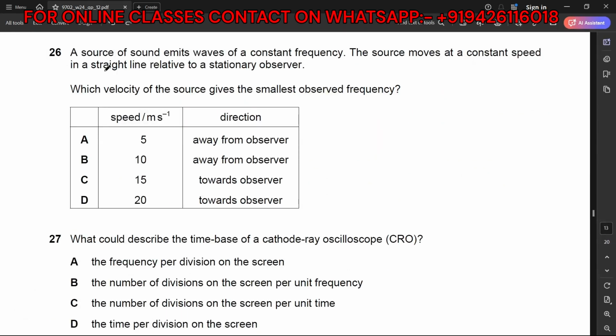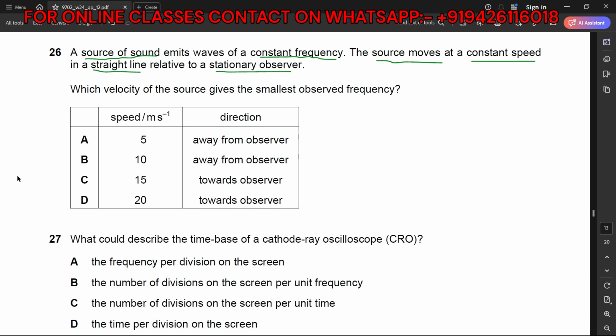Now let's talk about question 26. It is given that a source of sound emits waves of a constant frequency. So there is a source of sound continuously emitting waves of the same frequency. Now that source is moving at a constant speed in a straight line relative to a stationary observer.